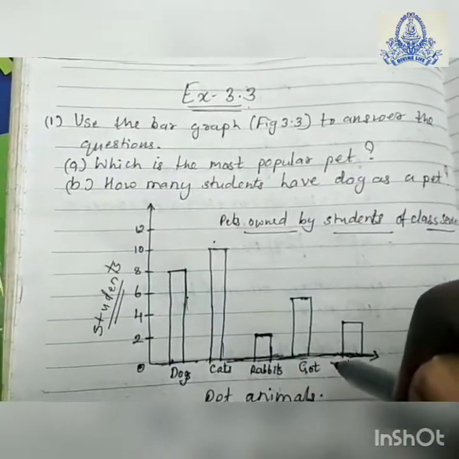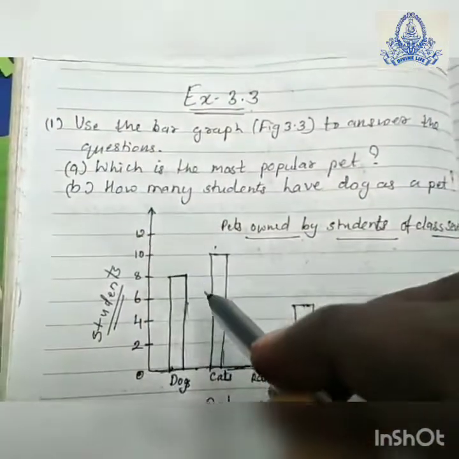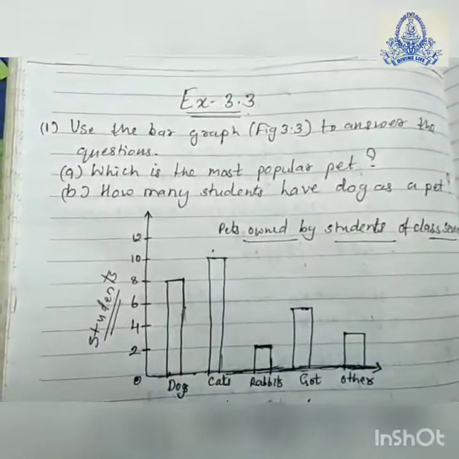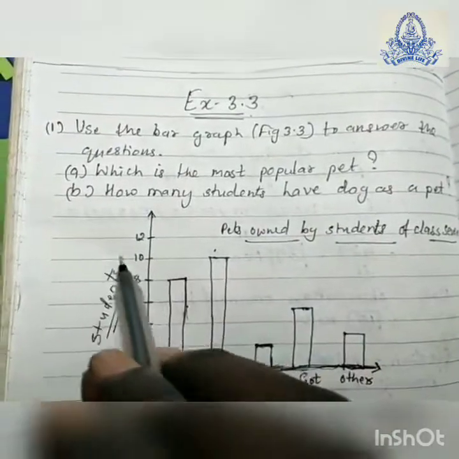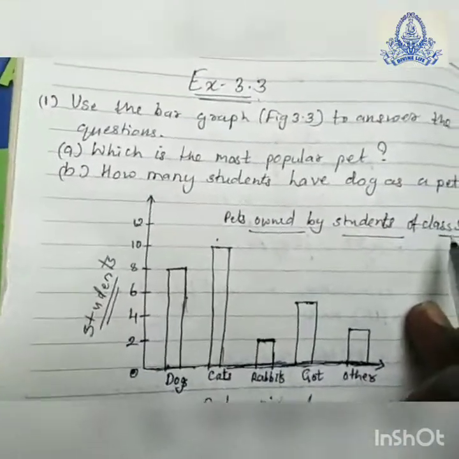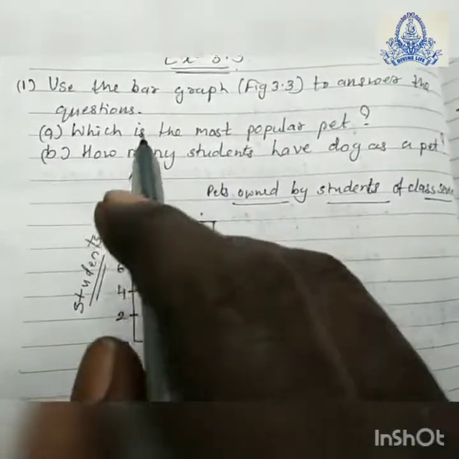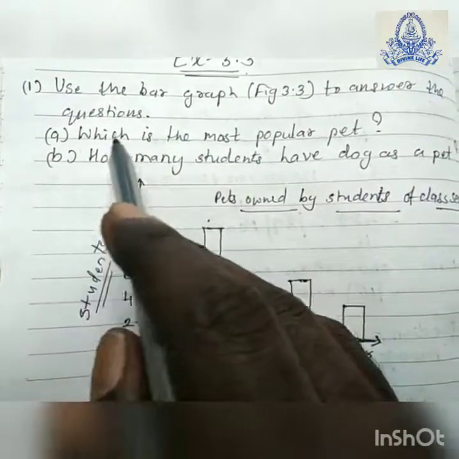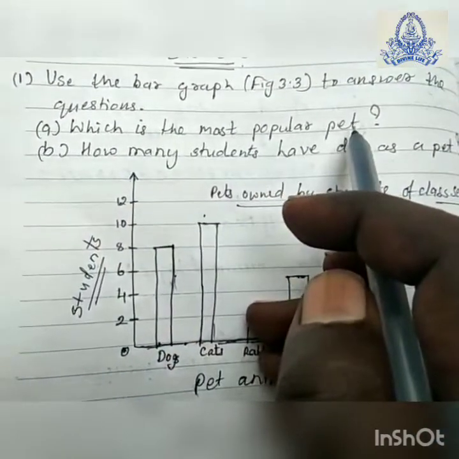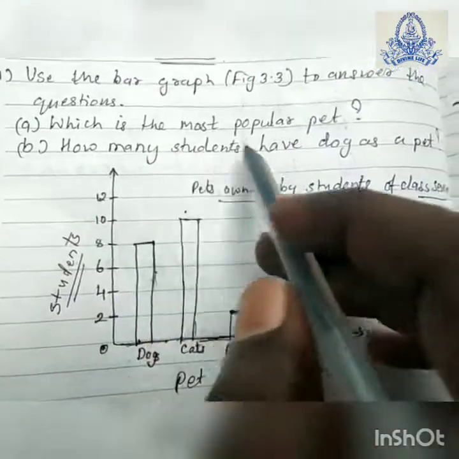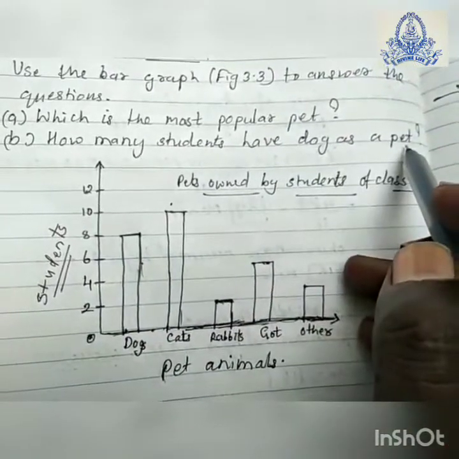According to that we have to give the answer, and this figure is of a bar graph, which I have explained in the introduction also. A graph we all know, we have done it in 6th standard also. First question is, which is the most popular pet? Second question, how many students have dog as a pet?